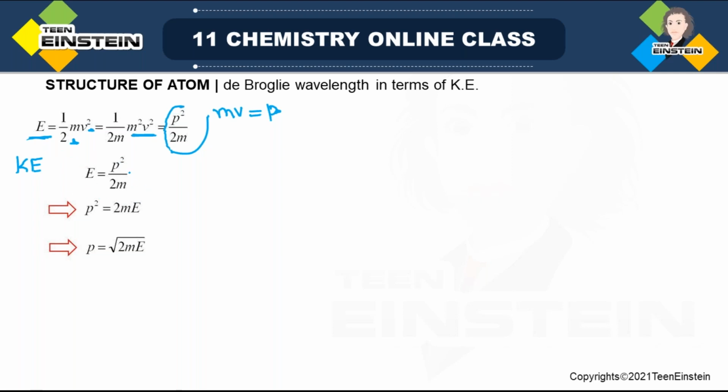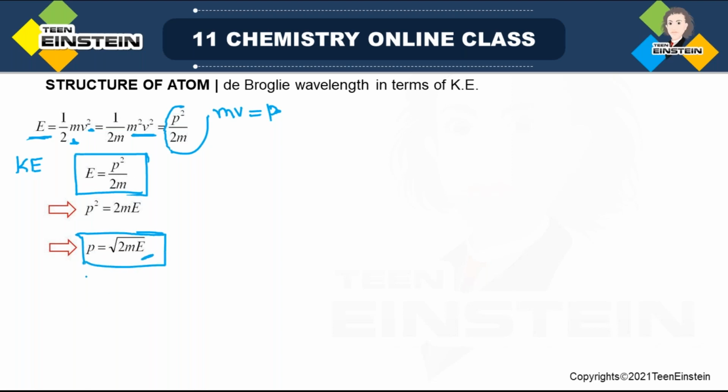E is equal to p square by 2m. So suppose in any problem any of these values are given. Suppose p is given or m is given, you can find energy, or vice versa. Now another way you can also express it: p square is equal to 2m into kinetic energy, or p is equal to root over 2m kinetic energy.